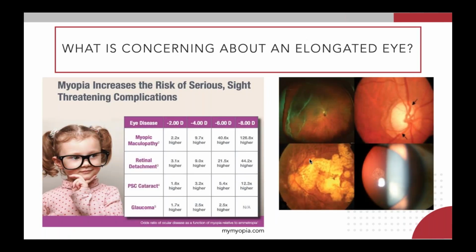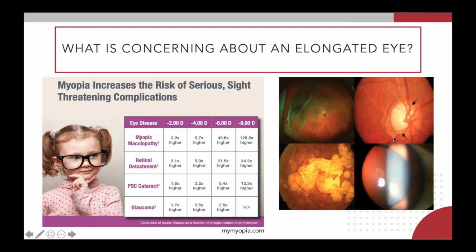So what is concerning about an elongated eye? Well, the longer the eye you have, the more increased risk of these serious sight-threatening conditions. So as you can see on this chart, the higher degrees of myopia is associated with an increased risk of these diseases. So myopic maculopathy is really similar to macular degeneration, but this doesn't result as a function of age. It results because the eye is too long. Retinal detachments, that can cause permanent vision loss if it's not caught soon enough. And then PSC cataracts can reduce your vision, and glaucoma can cause permanent vision loss as well.